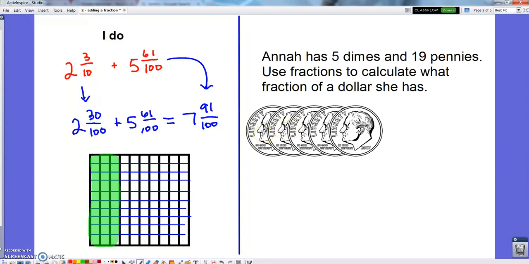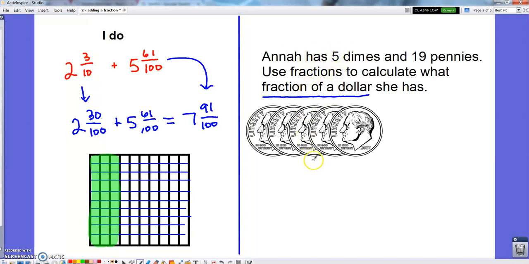Another way I like to keep bringing up the money, because pennies and dimes are really a good way to think about this, right? It says Anna has 5 dimes and 19 pennies. Use fractions to calculate what fraction of a dollar she has, like how much of a dollar. I didn't ask for how many cents, notice. I asked fraction of a dollar.